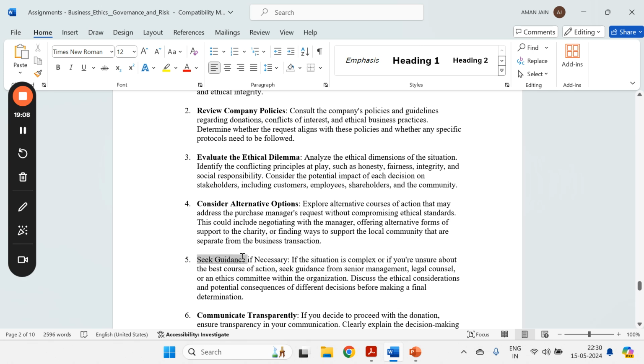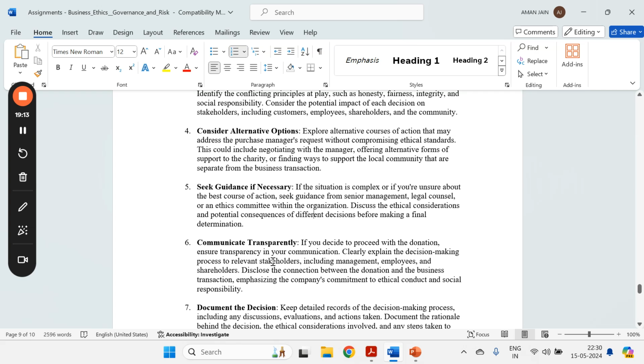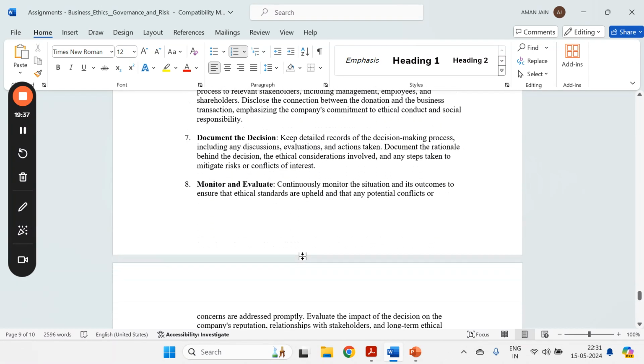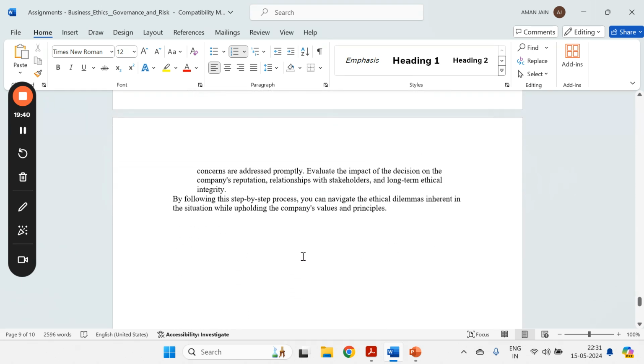Then seeking guidance if necessary. Just missed to bold that out. Seeking guidance: you can take help from a person or maybe within the organization, the ethical committee, some team, some HR or compliance team. Then communicate transparently, mention everything crystal clear, don't hide anything. Document the decision, that's very important, because if you document, then you have something in writing that this thing has happened in the past. Last but not the least, monitor and evaluate how the situation will go. So these are the different steps which normally a person follows while facing any dilemma.